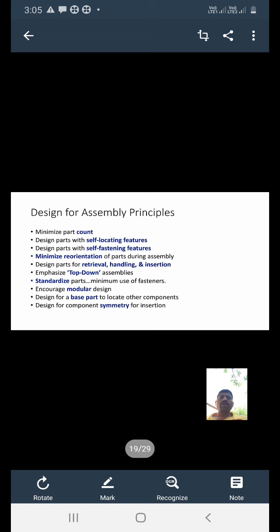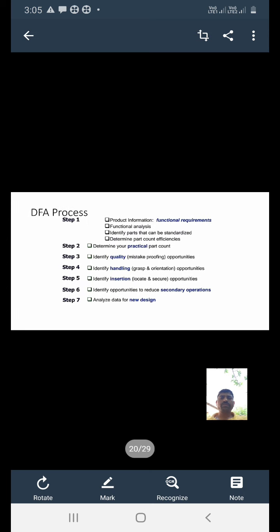Prefer top down assembly. Standardize parts and use a minimum of fasteners, means you should use standardized parts, don't use duplicate parts, those standard parts you have to use. Encourage modular design. Design a base part to locate other components, means you have to show the position of the part where it will be fit. Design for component symmetry for inspection, this is also important.